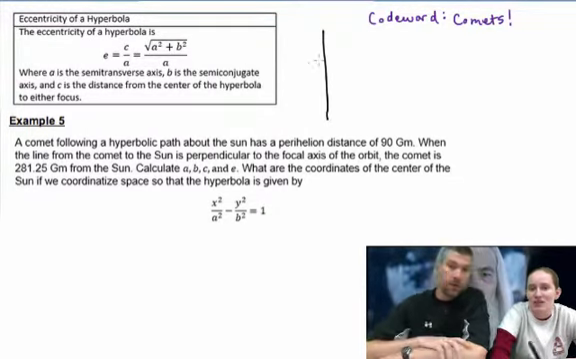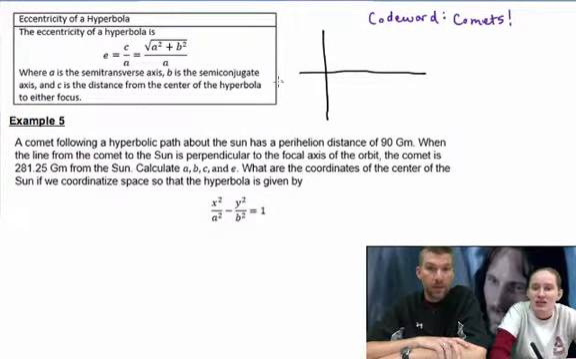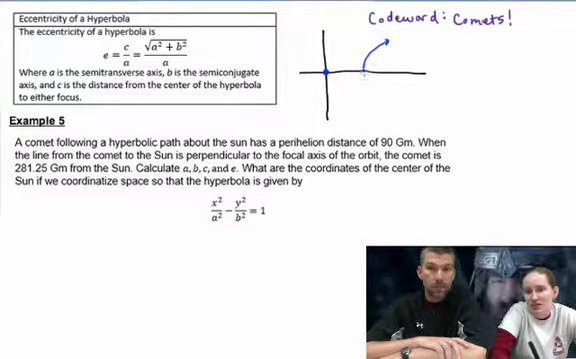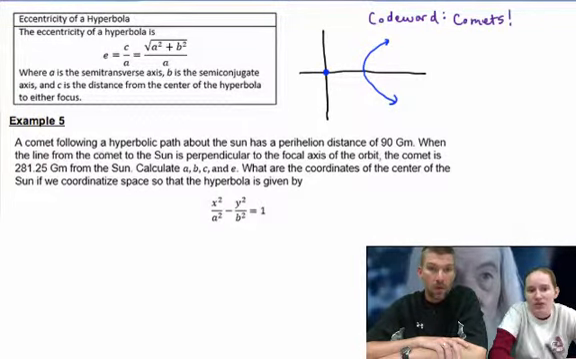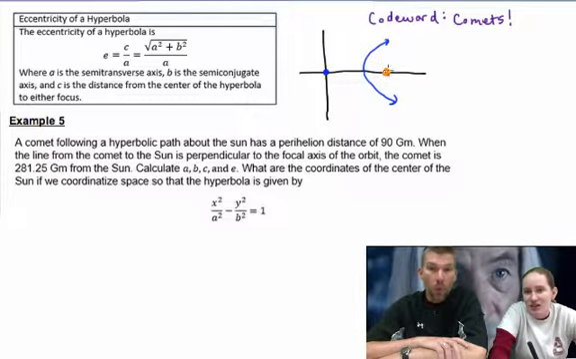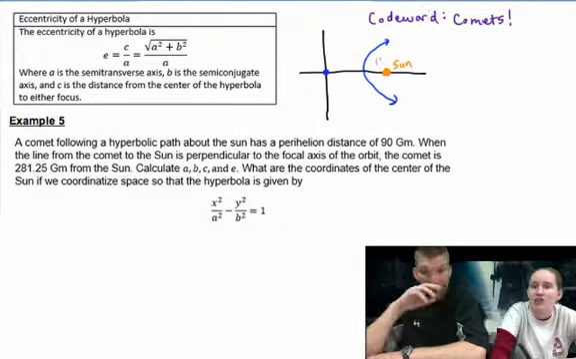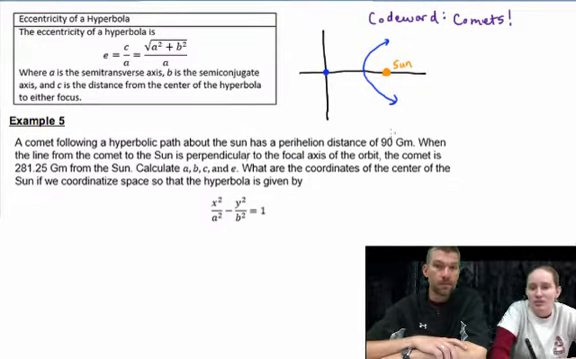So a comet actually follows a hyperbolic path. If you can imagine, here's my xy axis and here's my center point for my hyperbola. If our hyperbola looks like this U-shaped curve, whatever it's going around, that focus, that's like our sun. Here's our sun, which is the focus of this hyperbola. The comet follows this hyperbolic path. That's kind of neat. So that's what's happening in here.